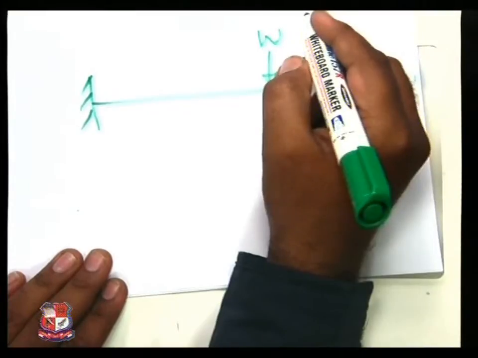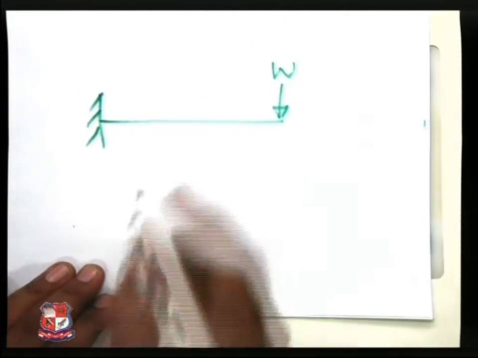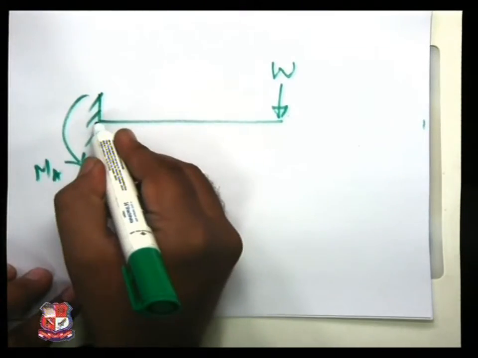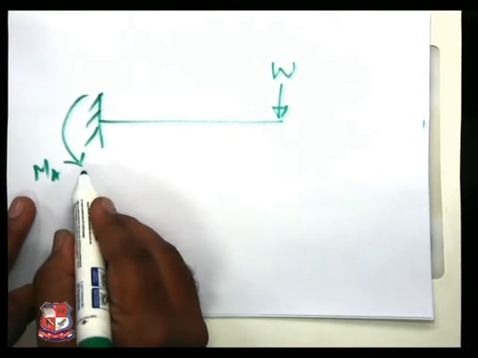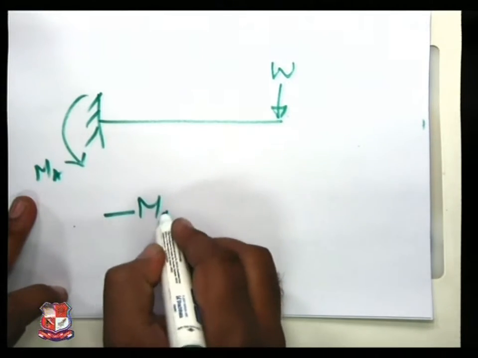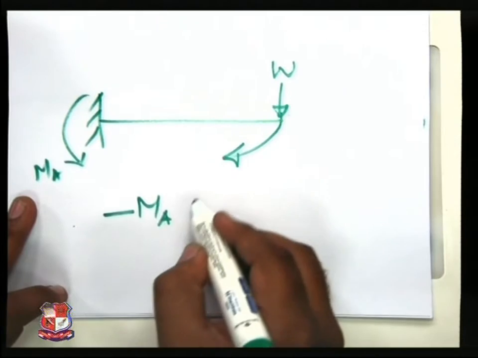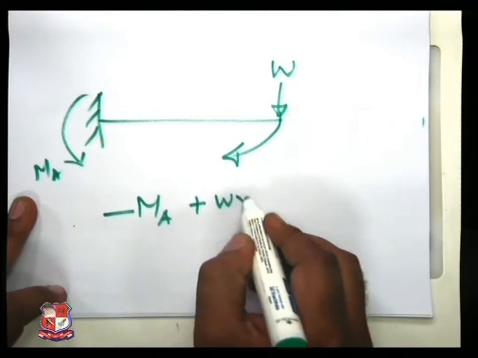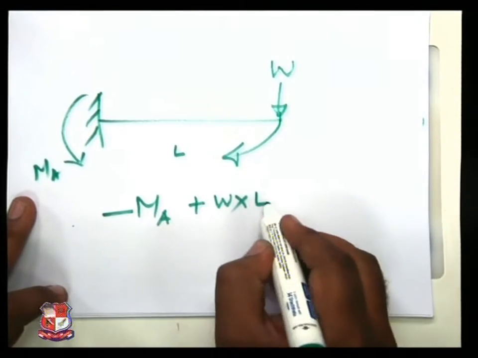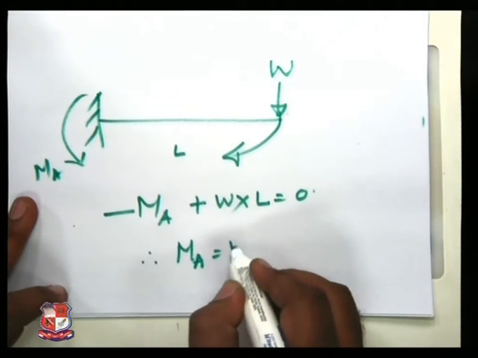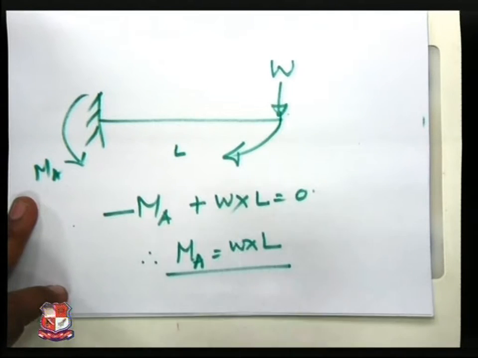W. MA, I have to take a moment over here. This is anti-clockwise, so I will write down minus MA. W creates clockwise moment, so plus W into length L, is equal to 0, therefore MA is equal to W into L.